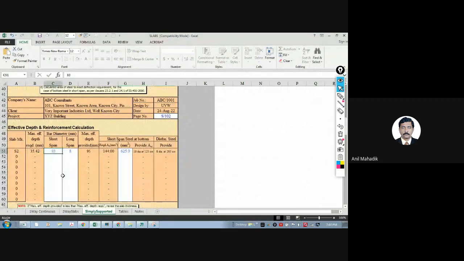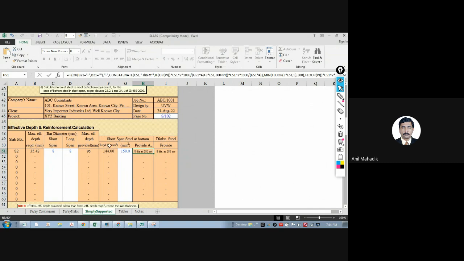Then you can assume the bar diameter, let's say 8 mm for short span, and even distribution also, let's say 8 mm. Now it will give automatically how much AST is required. So AST required is 144. So you can provide, let's say 150. How much is the steel coming?